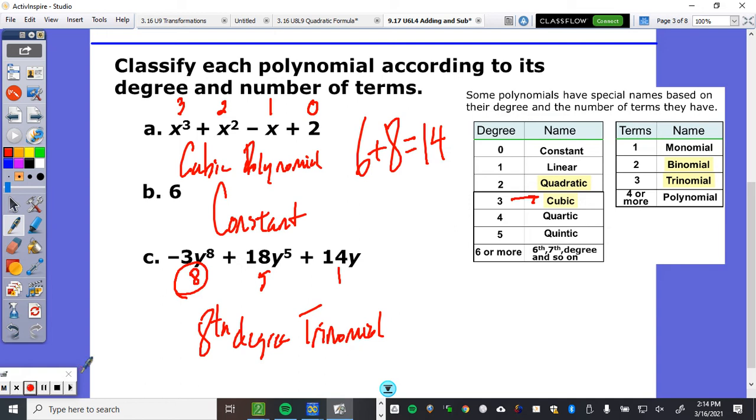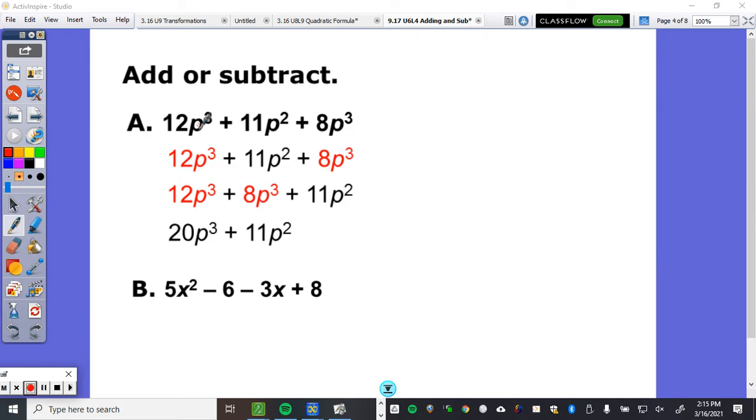So, it should be fairly easy for us. You are looking for like terms. So if you look at this example, if I have 12p to the third plus 11p squared plus 8p to the third, these are like terms. P to the third, a 12p to the third plus 8p to the third is 20p to the third. I don't have anything else to combine 11p squared with, so therefore this is my answer.